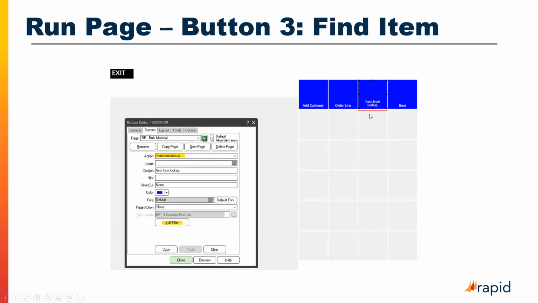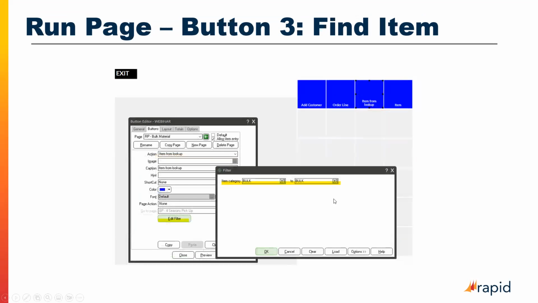Button 3 is to do a filtered item from lookup. So my button action here is item from lookup. And then at the bottom, I can edit what my filter is. I'm going to select my filter in my bulk materials item category. So when we're running through this run page, you'll see all of my bulk materials pop up.